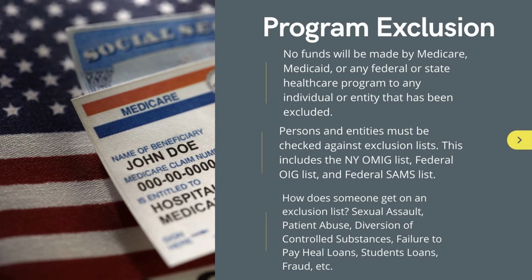So how do you get on one of these lists? By committing a sexual assault, by abusing a patient, diversion of controlled substances, failure to pay a HEAL loan or a student loan, or by committing just generalized fraud. Additionally, you can wind up on the exclusion checking list, for males, if you don't register for selective service.